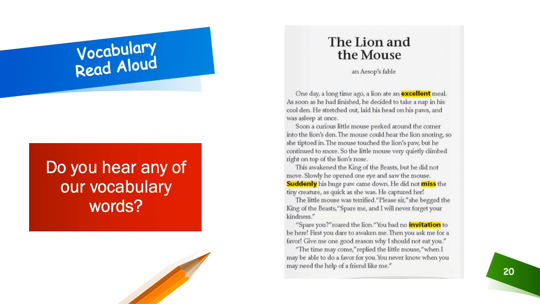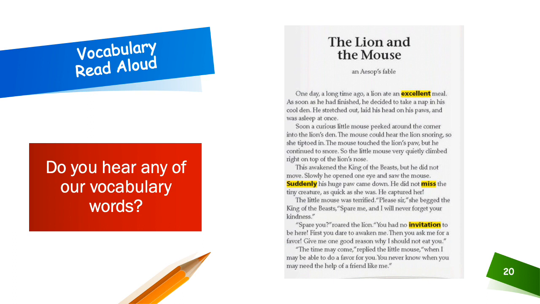As soon as he had finished, he decided to take a nap in his cool den. He stretched out, laid his head on his paws, and was asleep at once. Soon, a curious little mouse peeked around the corner into the lion's den. The mouse could hear the lion snoring, so she tiptoed in. The mouse touched the lion's paw, but he continued to snore. So the little mouse very quietly climbed right on top of the lion's nose.